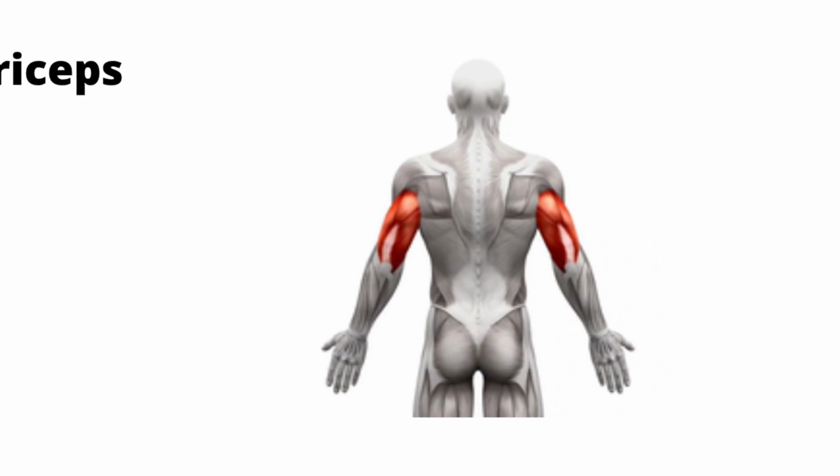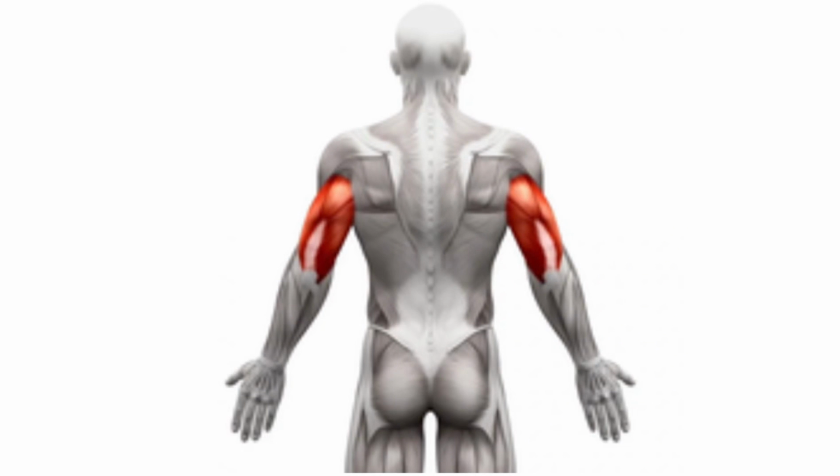Triceps. Name origin: Latin tri plus ceps, heads, meaning three-headed muscle of the arm. Location: posterior compartment of the upper arm. Lies opposite the biceps brachii and brachialis, spanning from the shoulder to the elbow. Structure: the triceps brachii has three heads. Long head, origin: infraglenoid tubercle of the scapula, crosses the shoulder joint, contributes to shoulder stability.